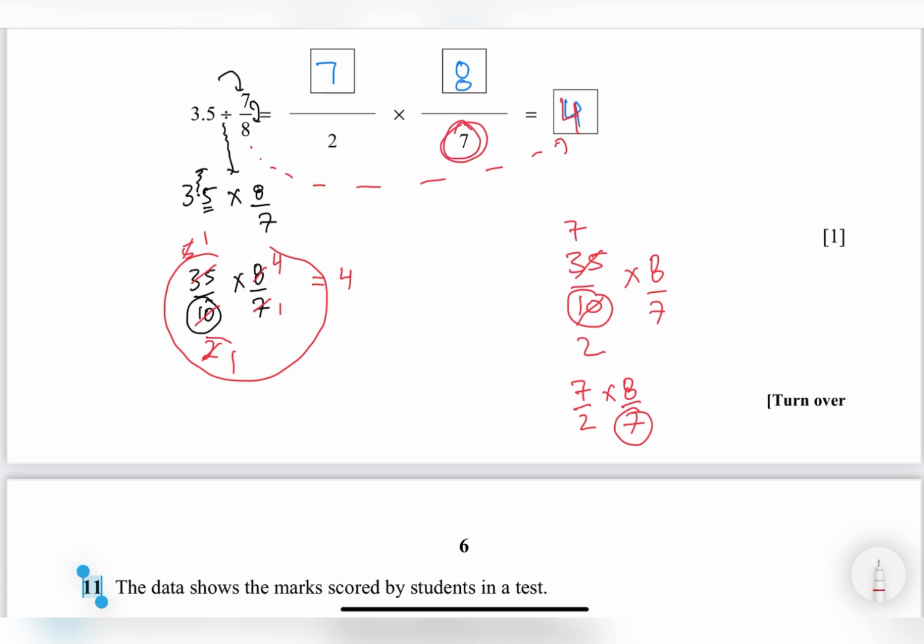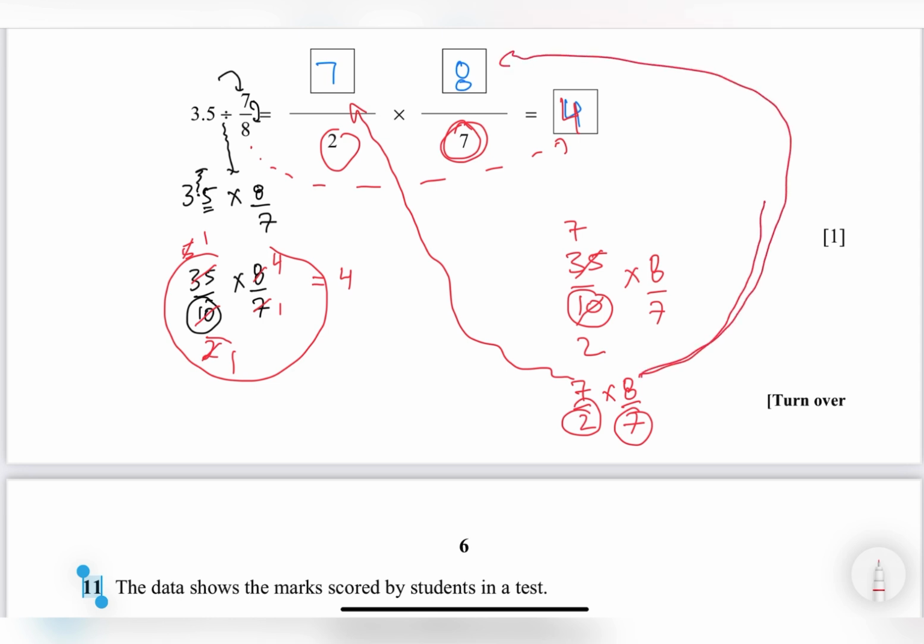Now match the following, 7 with 7, 2 with 2. What is the numerator? 7. What is the denominator? Oh, again the numerator 8. Very good. You got this one also, learners. Quite smart, right? Let us move on to the next one then.